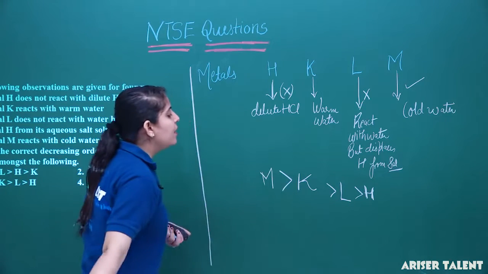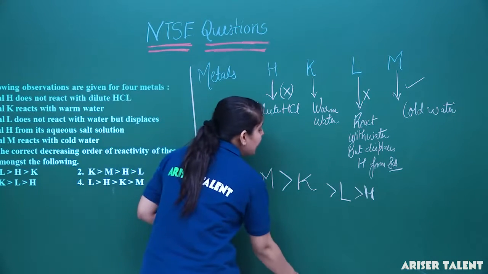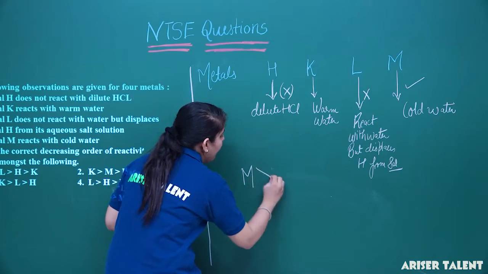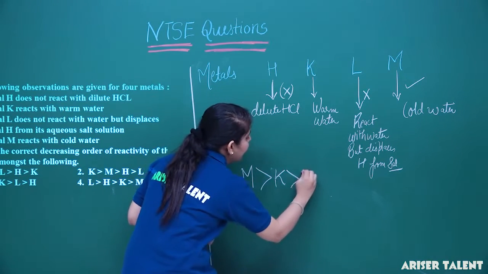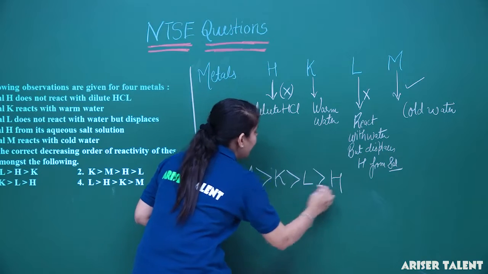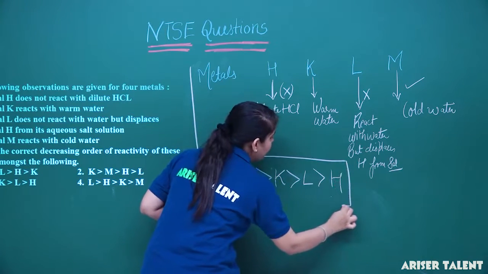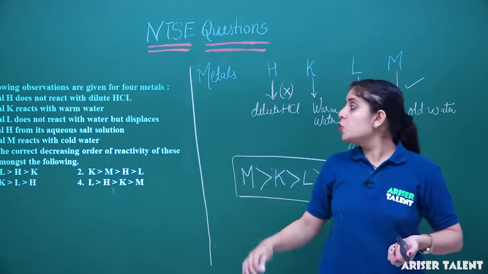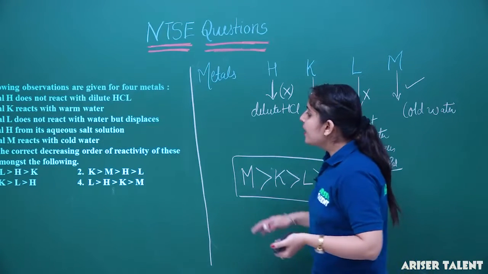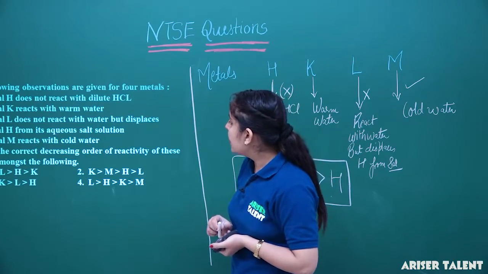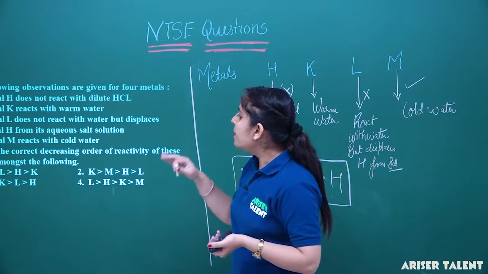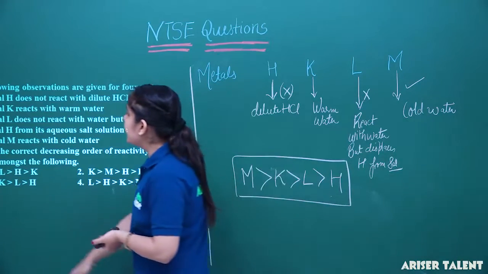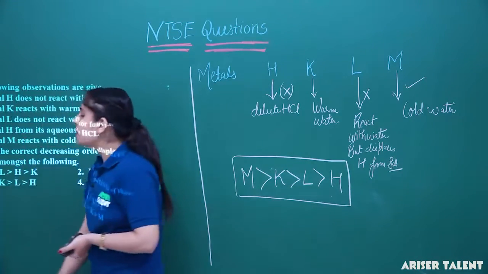So this is the order we are going to follow in the reactivity series, and the correct order will be M having the higher tendency, then K, then L and then H. So this is the correct decreasing order of reactivity in the metal activity series. Which option is correct here? M, L, H and K; K, M, H and L; M, K, L and H. This is the correct order we are getting. So the decreasing order of reactivity is option number 3.